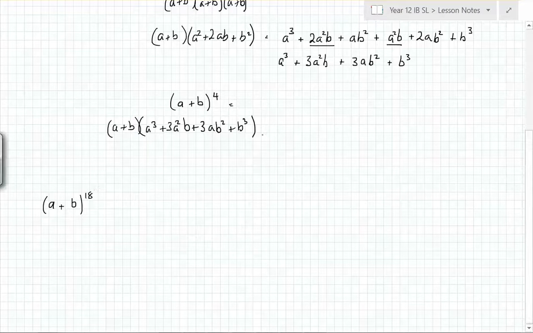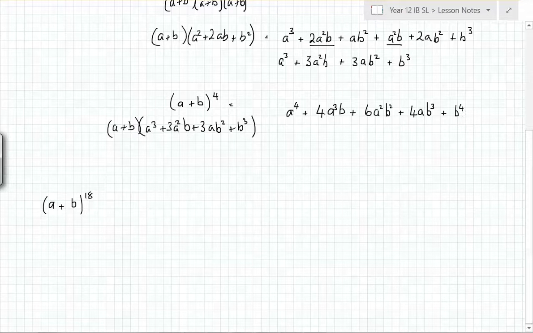Right? So, the answer to this one, hopefully you've got a to the power of 4, plus 4a to the power of 3b, plus 6a to the power of 2, b to the power of 2, plus 4a to the power of 1, b to the power of 3, plus b to the power of 4. That's the correct answer. This is where the pattern starts coming.